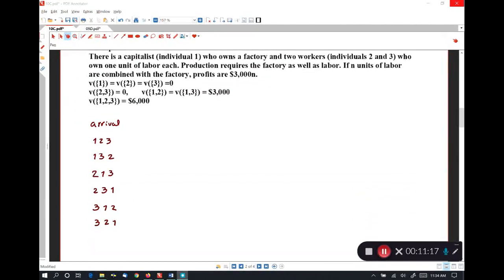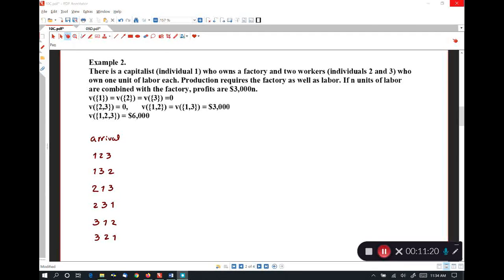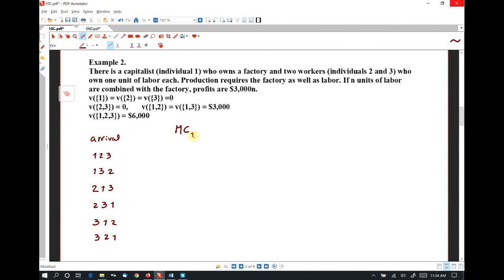So you might want to pause and do the calculations yourself, and then check later on if your calculations are correct. I'm not going to use different colors anymore. Let's have the computation for the marginal contribution of the 3 players. When player 1 is first, his marginal contribution is 0. When player 2 is first, her marginal contribution is 0. When player 3 is first, her marginal contribution is 0.